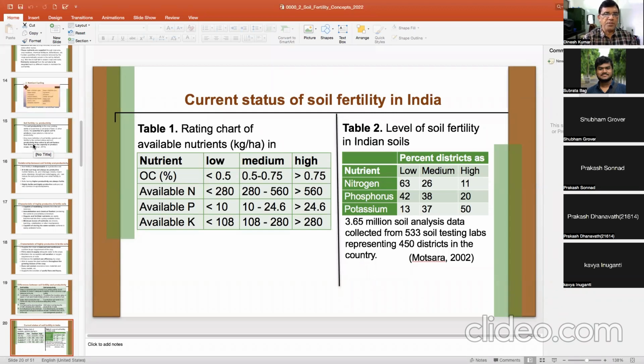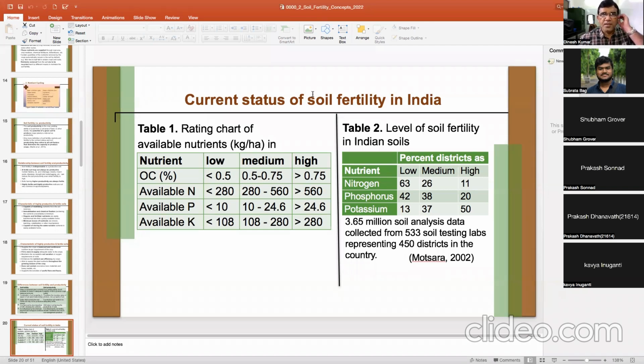So you might be knowing about the rating chart of available nutrients and also carbon. Carbon rating is low, less than 0.5, 0.5 to 0.75 is medium, and more than 0.75 is high. In case of available nitrogen, less than 280, 280 to 560, and more than 560. So I just want to know from the students, what is included in available nitrogen? What forms of nitrogen are there in available nitrogen?